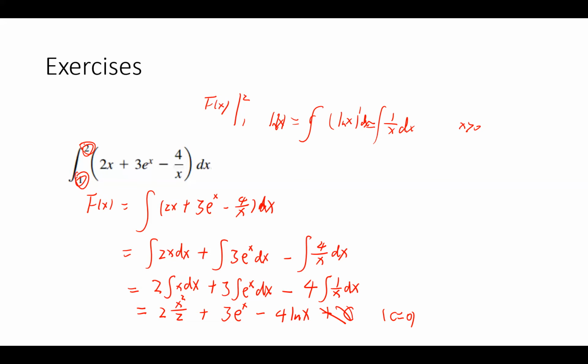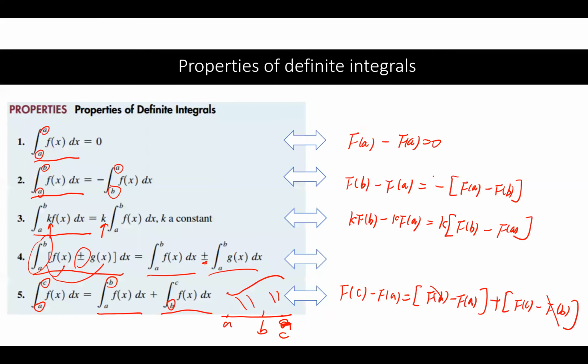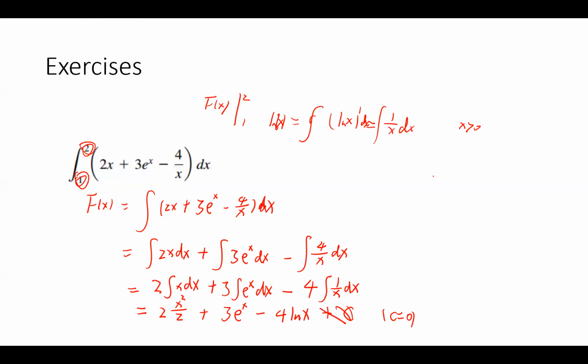Okay, so this is what I have. Now, what's left is just to plug in the value, right? So plug in the value. We just have f(2) minus f(1), and we just plug in the definition of f and then do the calculation, which will give us the result, right?